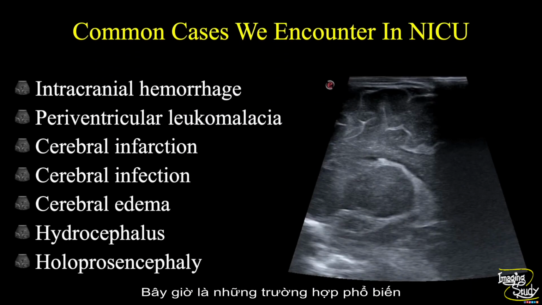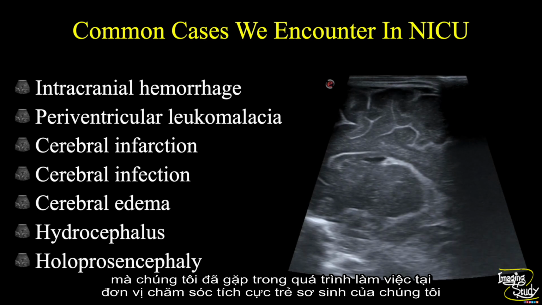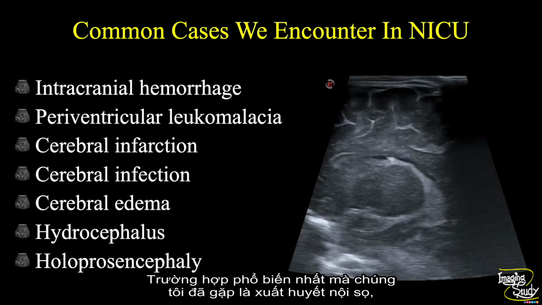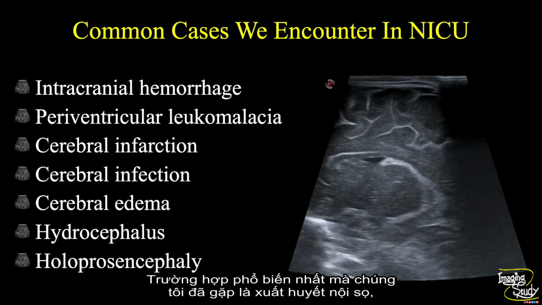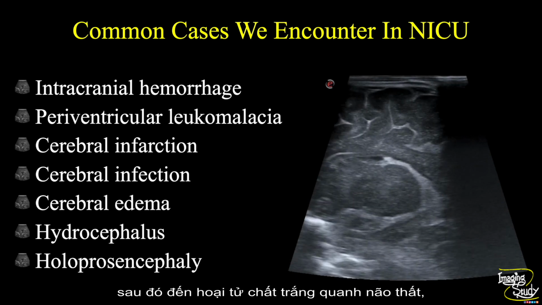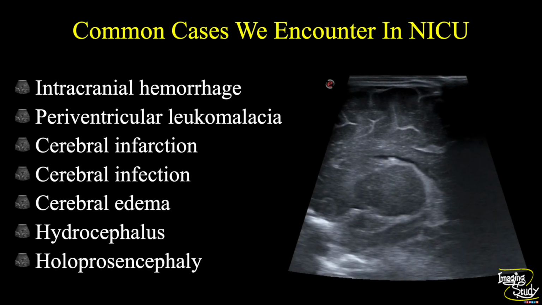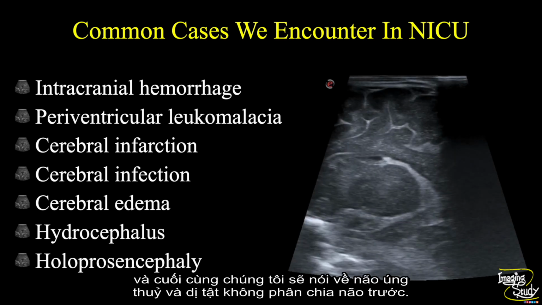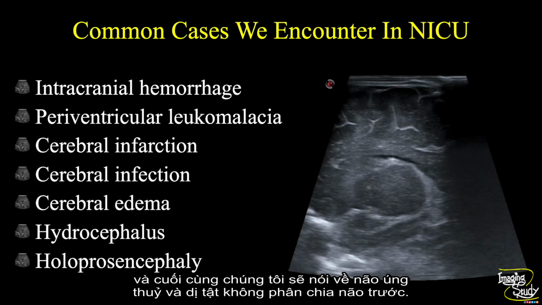Now here are the common cases that we have encountered in our NICU practice, and I'll go through them in this session. The most common case that we have found is intracranial hemorrhage. Then come periventricular leukomalacia, cerebral infarction, infection, and edema. And lastly, we'll talk about hydrocephalus and holoprosencephaly.